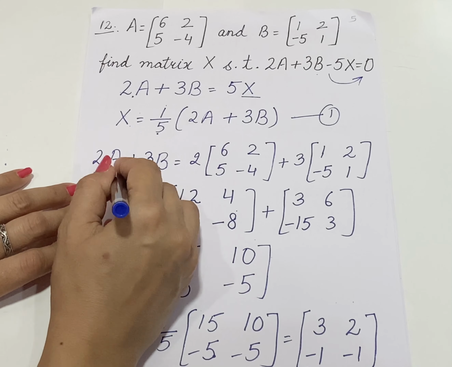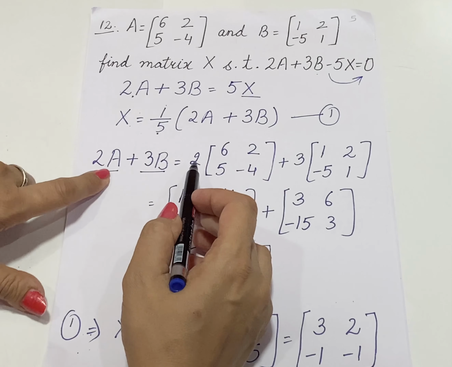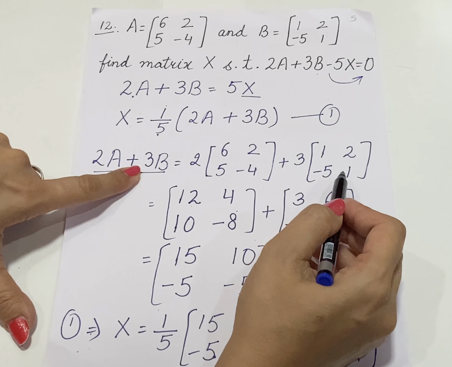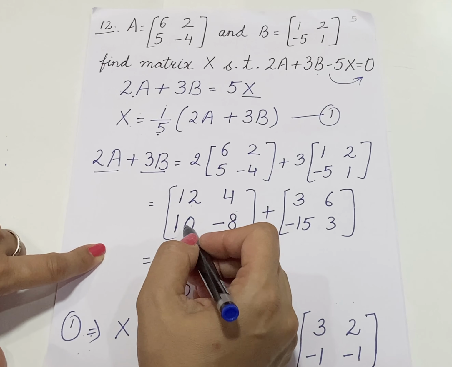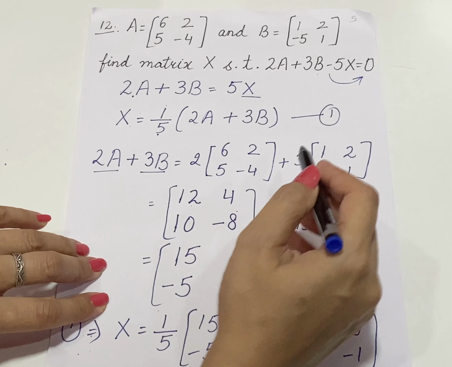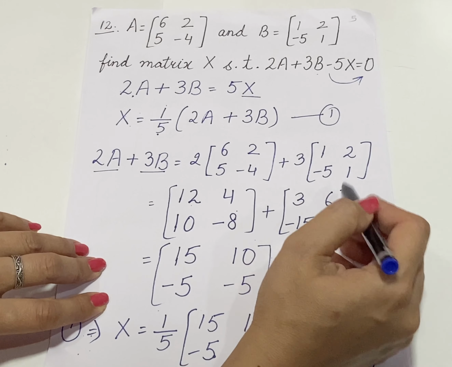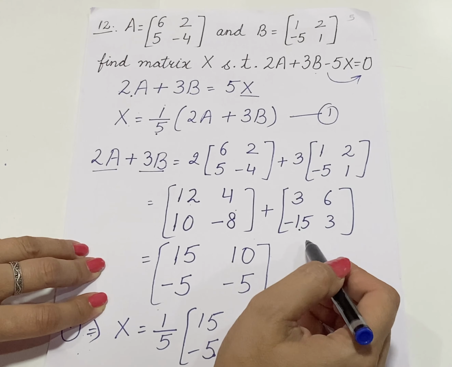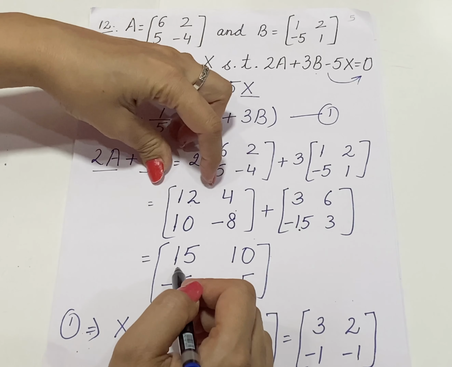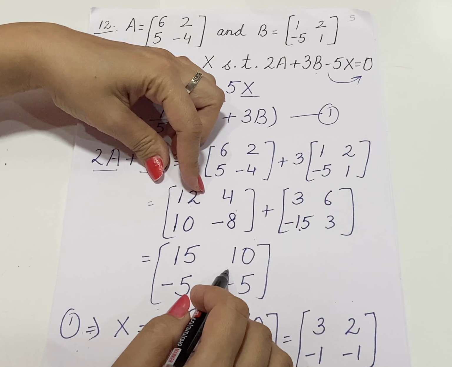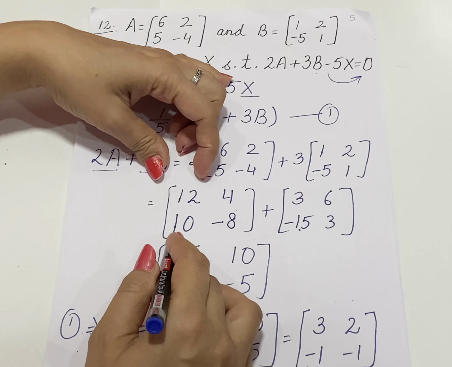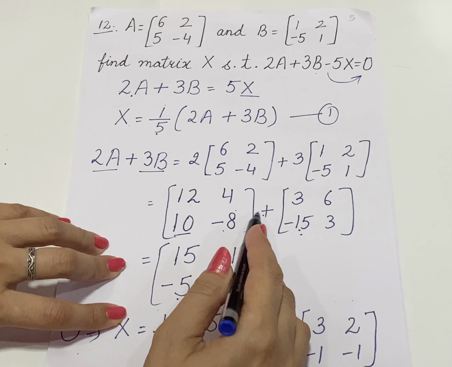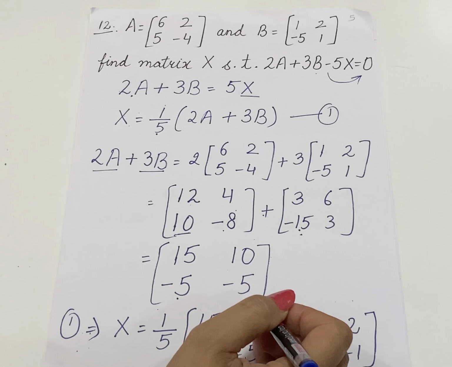Now I am going to calculate what is 2A plus 3B. This is 2 times matrix A plus 3 times matrix B. So this will be 12, 4, 10, minus 8, plus this will be 3 into 2 is 6, 3 into minus 5 is minus 15, and 3 into 1 is 3. And on simplification, 12 plus 3 is 15, 4 plus 6 is 10 when we are adding the corresponding elements. 10 plus minus 5 is equal to minus 5. Minus 8 plus 3 is equal to minus 5.